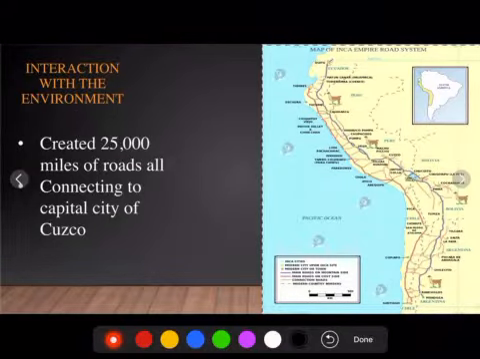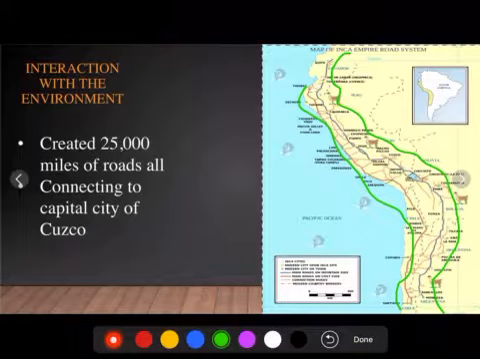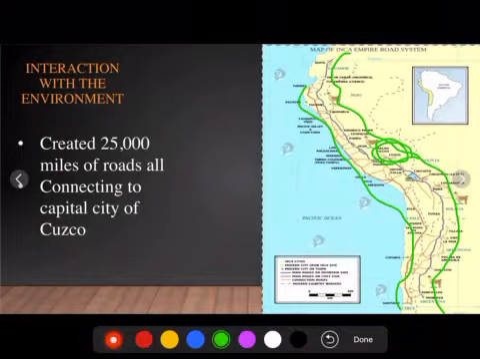Also, they developed a very intricate system of roads. Essentially, there were two major highways. One ran down the west coast of the empire, and one ran down the eastern half. In between, you could see all these little roads that connect the two. They made these so that no matter where you were in the empire, you could make it to the centralized location of Cusco. They made over 25,000 miles of these roads, which were pretty wide and easy to travel on.